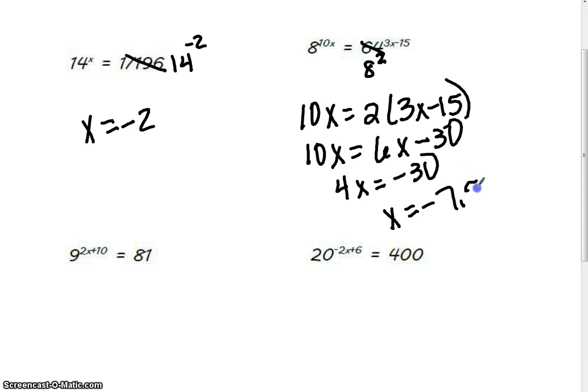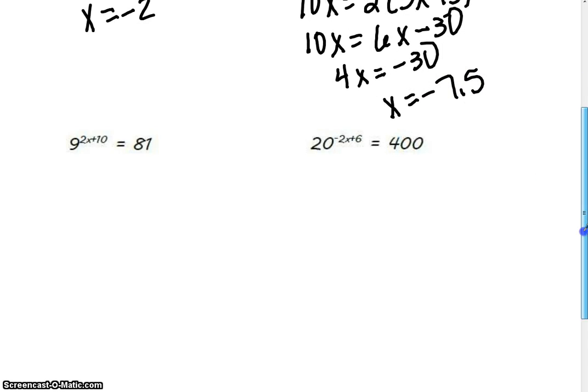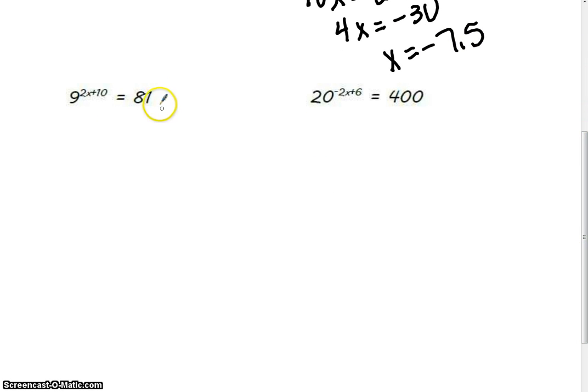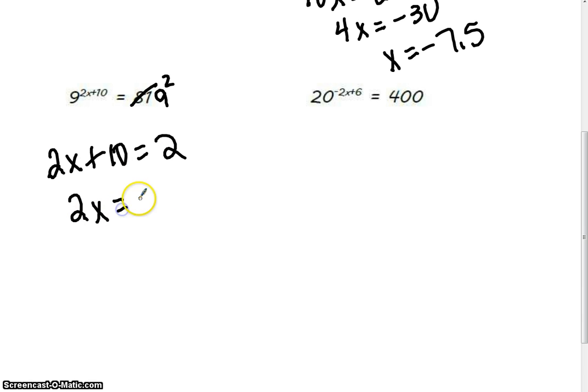We have a 9 and an 81. The 81 can be rewritten as 9 squared. This becomes 2x plus 10 is equal to 2. So 2x is equal to negative 8, and x is equal to negative 4.